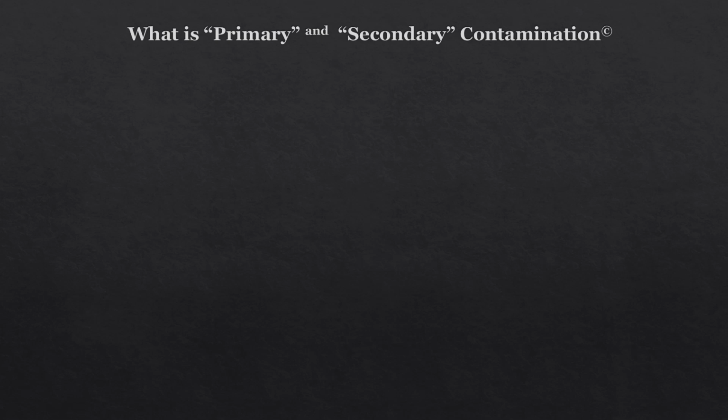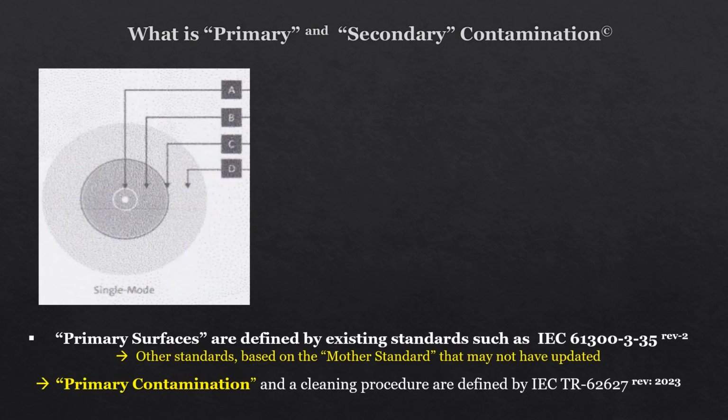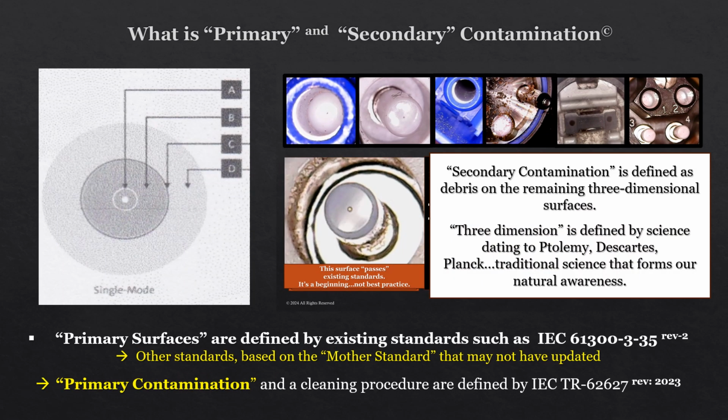I'm introducing two terms here, primary and secondary contamination. Primary contamination may be present on primary surfaces as defined by IEC 61300 3.35 revision 2. Other standards may not have updated to the June 2023 standard. So that is why I continue to show A, B, C, and D as the primary surfaces.